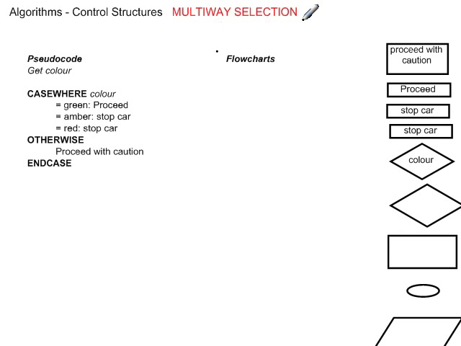The next control structure is also a selection, but it's multi-way selection. So rather than having two possible options, we're going to have multiple possible options. So another name for multi-way selection is case-where selection. So in case-where or multi-way selection, we have multiple options rather than just two. So here we have the case-where. So we have again another primer, again the data. So let's get the color.